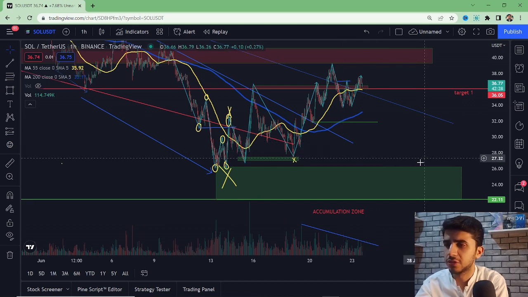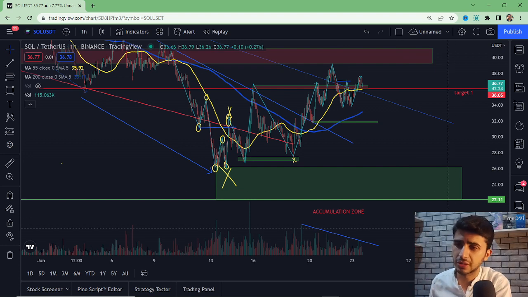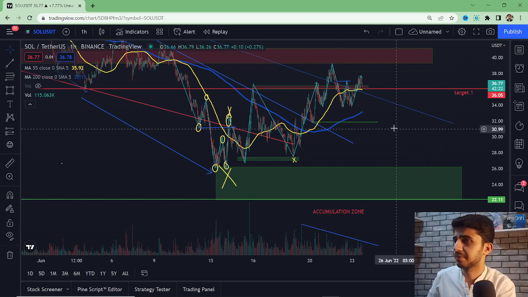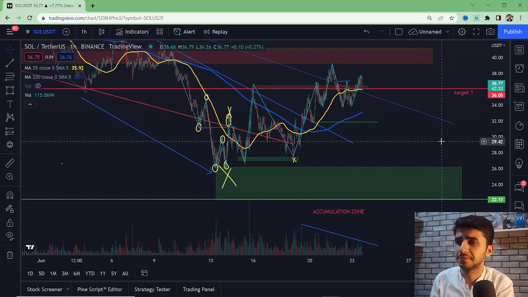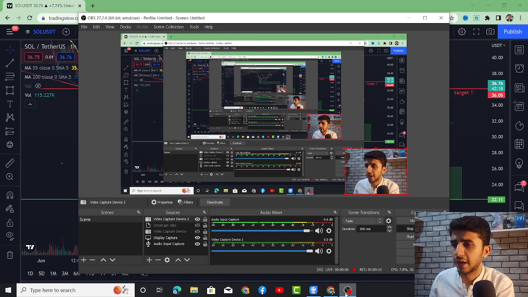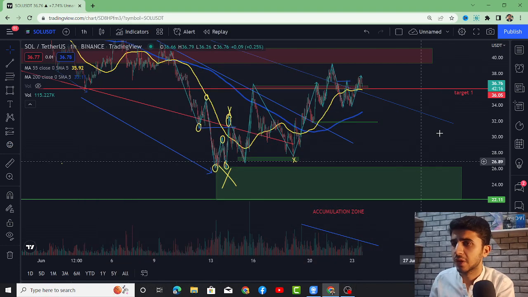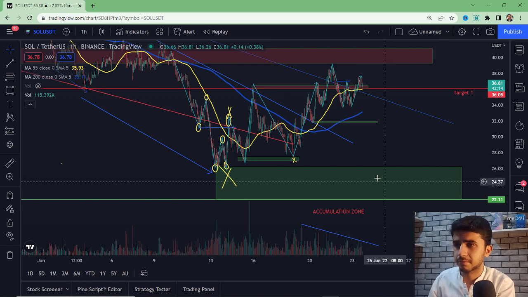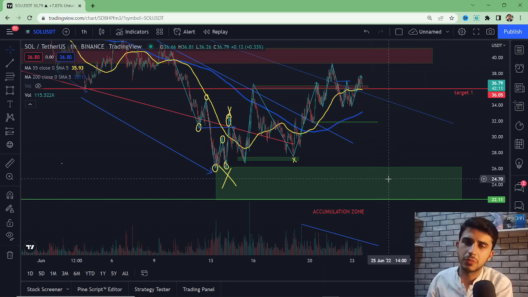However, the accumulation zone for this price would still be this big green zone. That's the point where you can accumulate Solana as much as you can, and you can target, I mean, this is the spot holding zone. You just buy Solana here and forget about it. Okay, so I think that would be it for Solana.